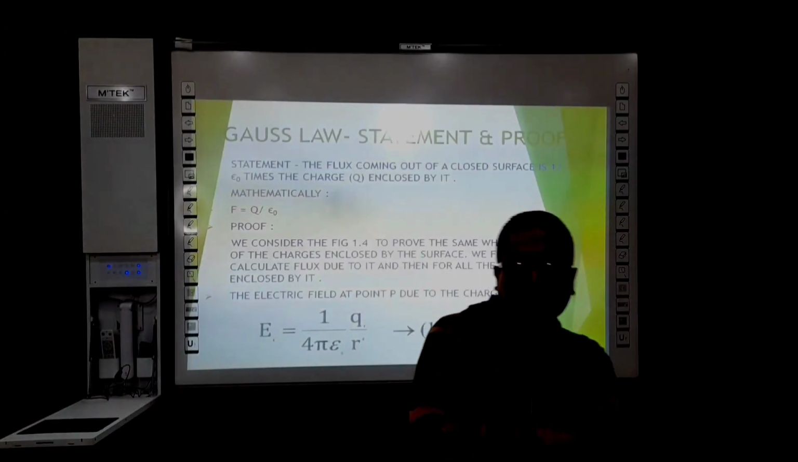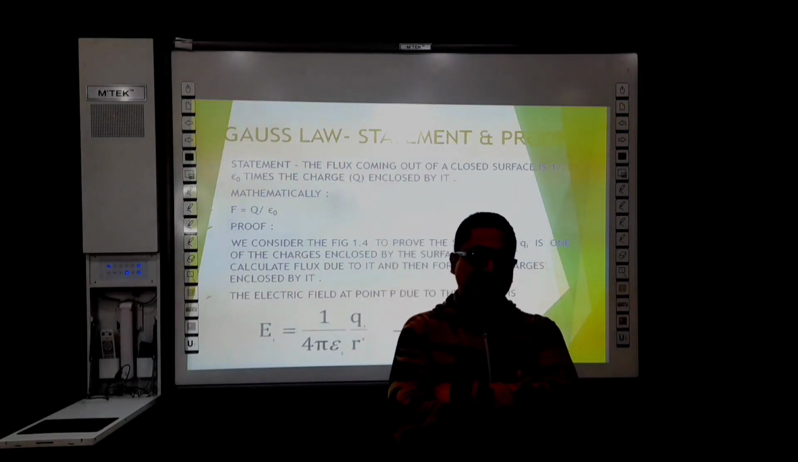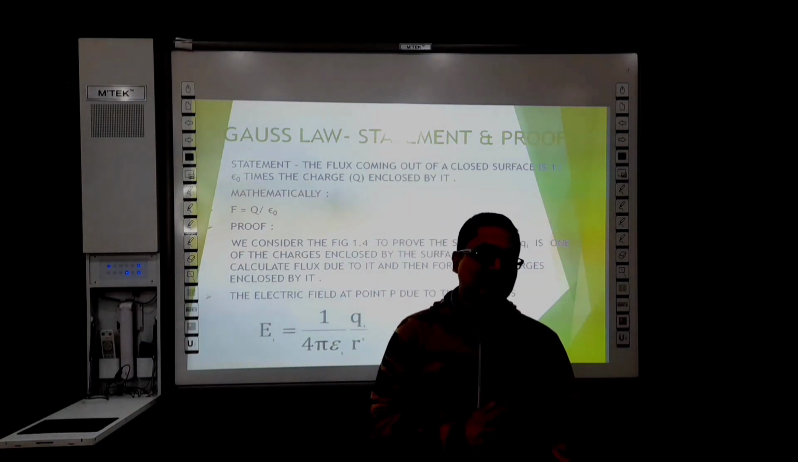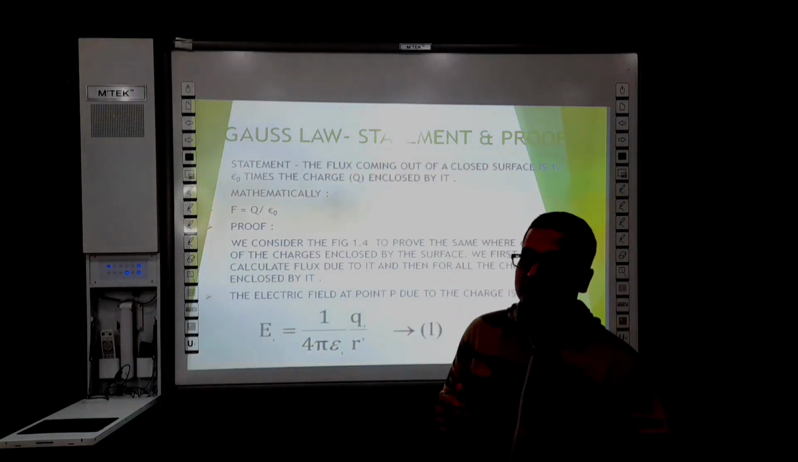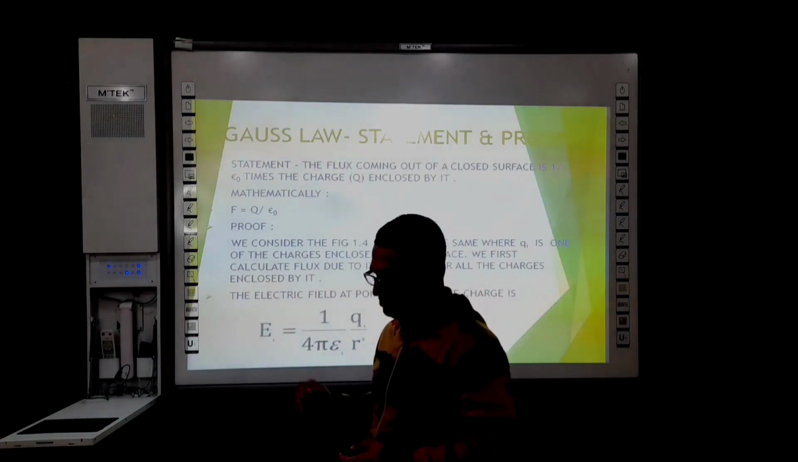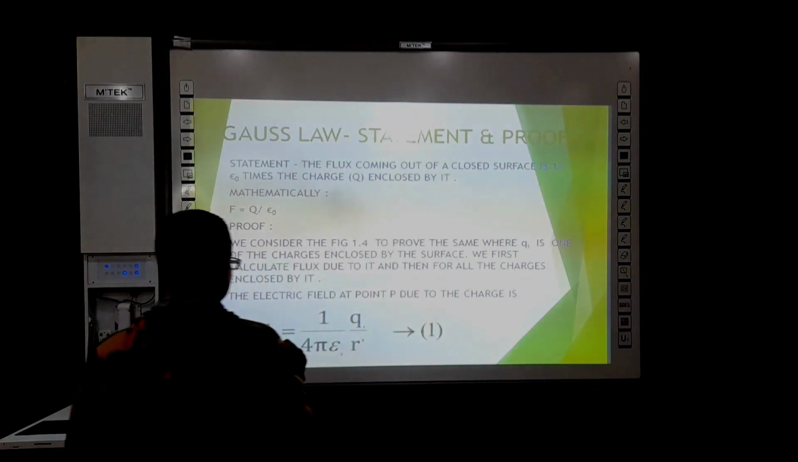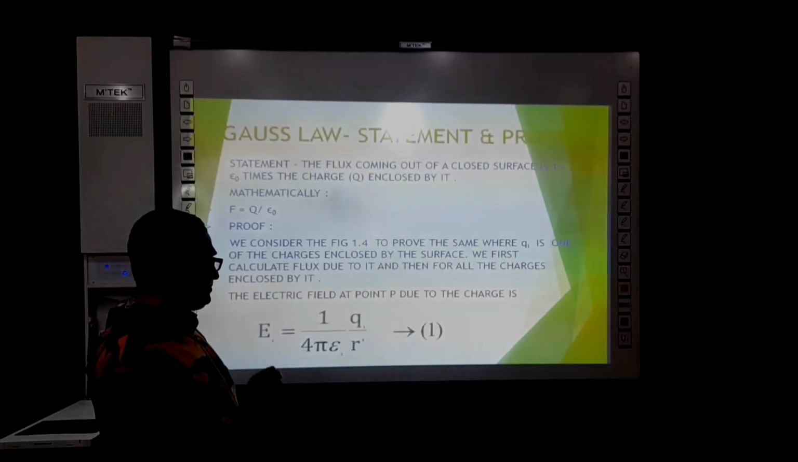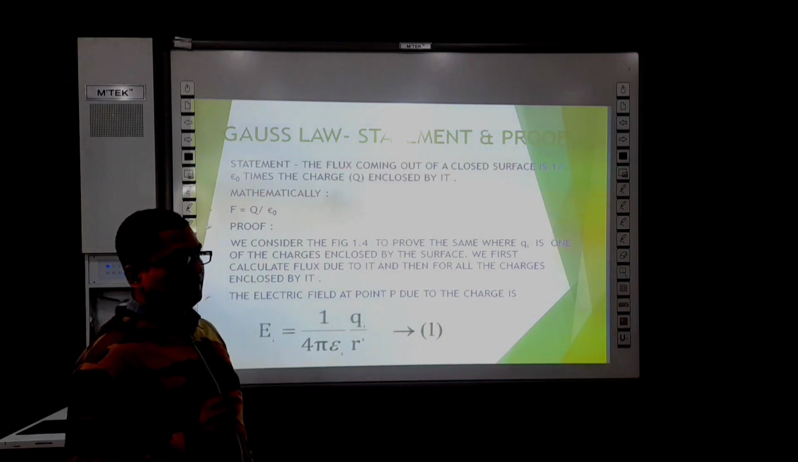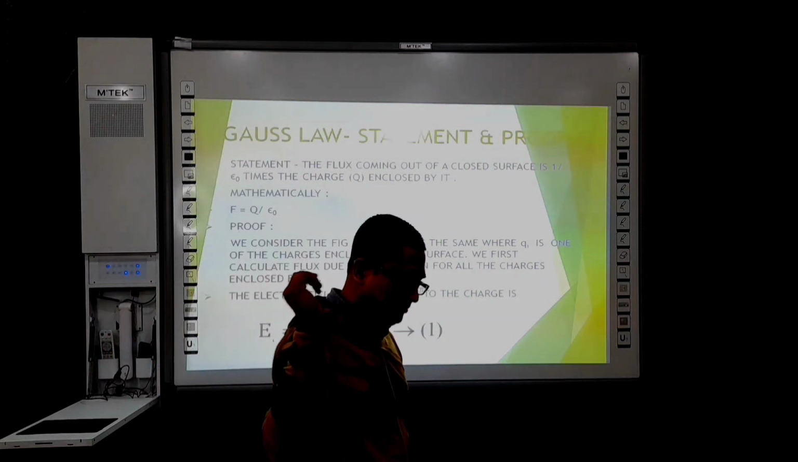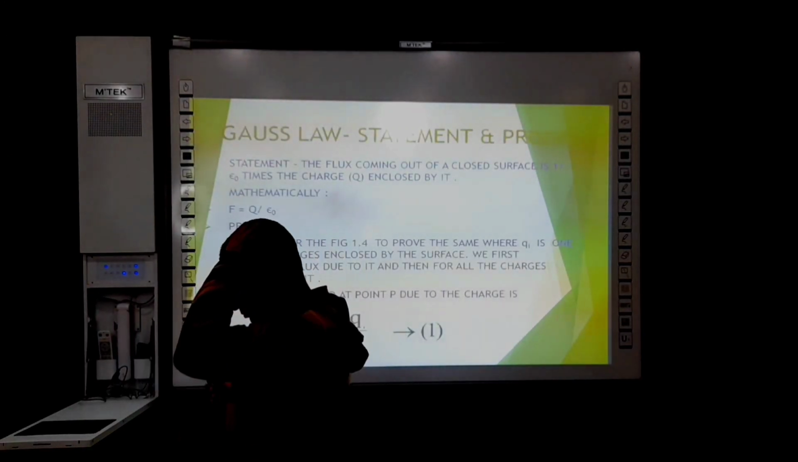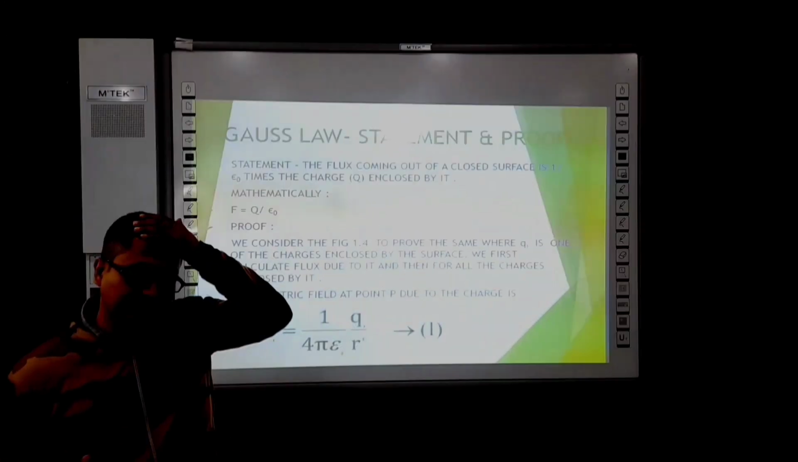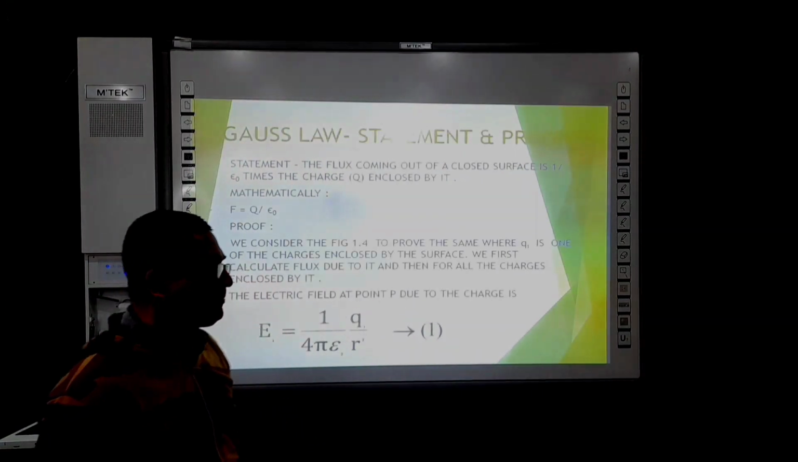The statement is that for a closed surface, if capital Q is the charge enclosed by the surface, then the flux coming out of the surface is 1 by epsilon naught into Q, the charge enclosed by the surface. So here we can find that if capital Q is the charge, then the flux will be Q by epsilon naught. That's a mathematical expression. Then this epsilon naught is the absolute permittivity of free space, as we know.